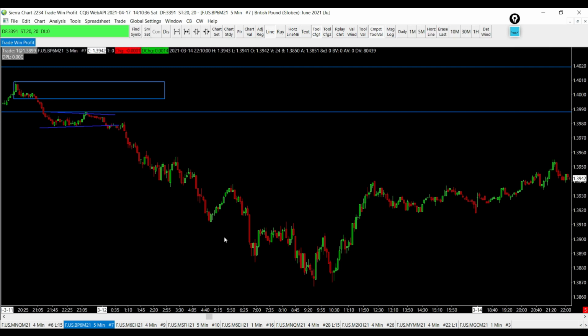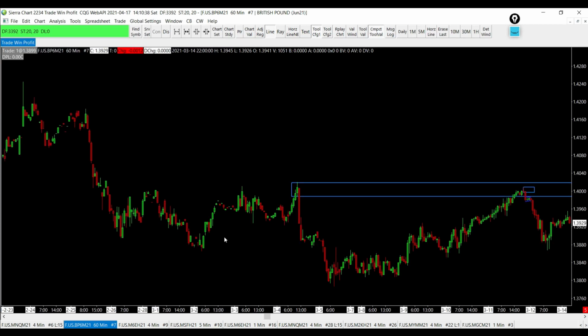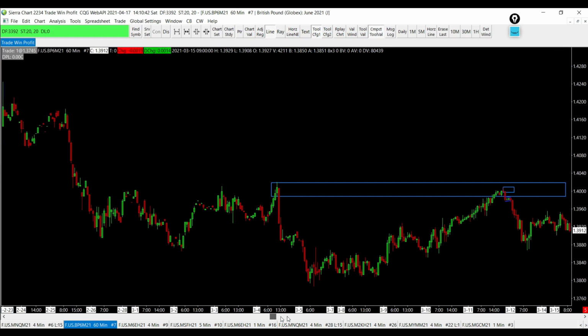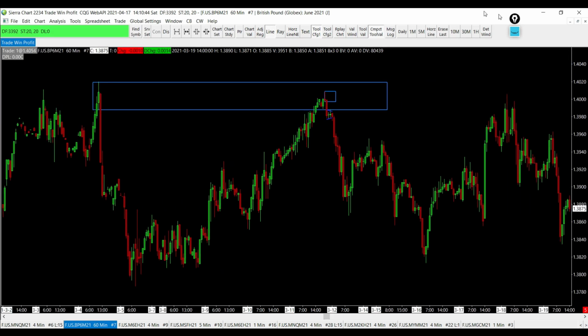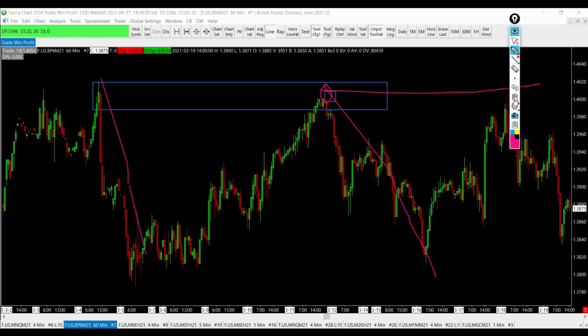Okay, so let's go back to that 60-minute chart. Notice how we have another swing right here. So we have the market going down right here, and then we made another swing right here, and the market went down, and then went back to this last candle right here. So the market went back to this last candle, never broke this high. So let's go to that candle right there.